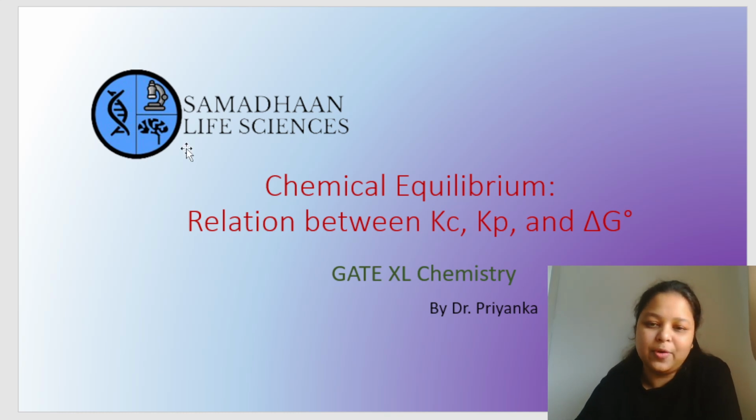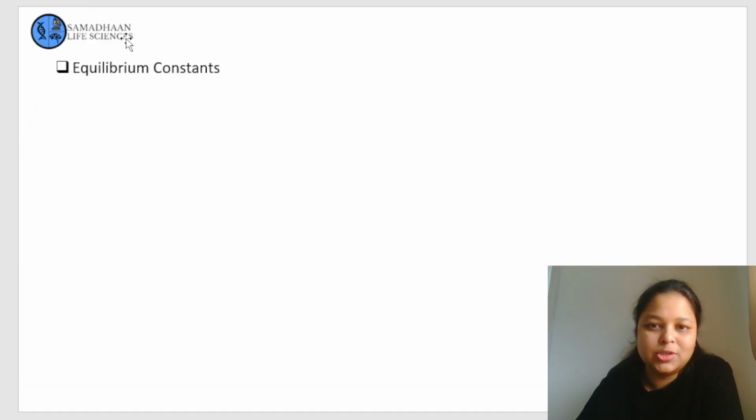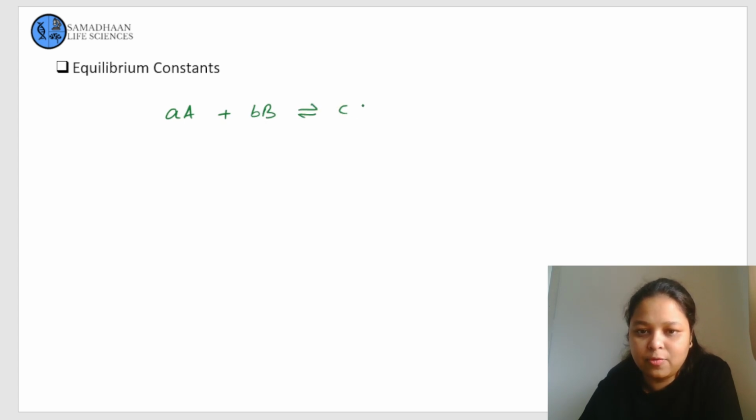Today we will discuss chemical equilibrium, especially the relation between equilibrium constant and thermodynamics. To start with, we will first consider a general reaction: small a mole of A plus small b mole of B reacting together to form small c mole of C plus small d mole of D.